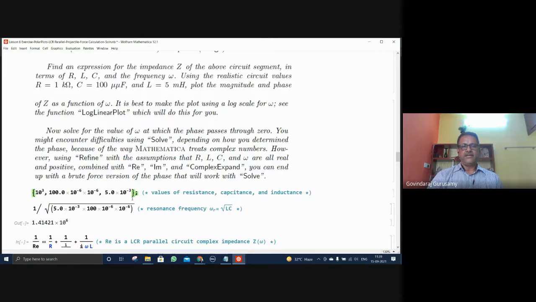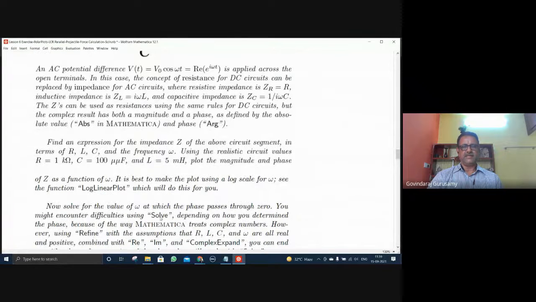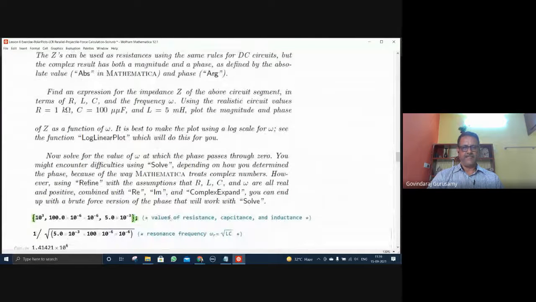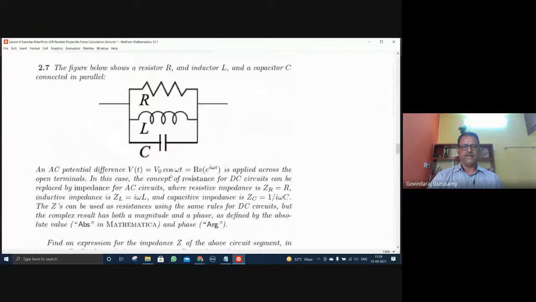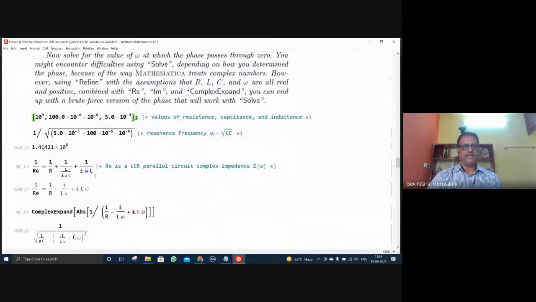You know, this circuit has a resonance. I think all of you are familiar with resonance. The LCR circuit has a resonance point, because you have an L and C, so there is going to be a resonance. That resonance point we can identify and locate. That is known to us in terms of L and C: omega is equal to 1 by square root of LC. So this is the resonance point.